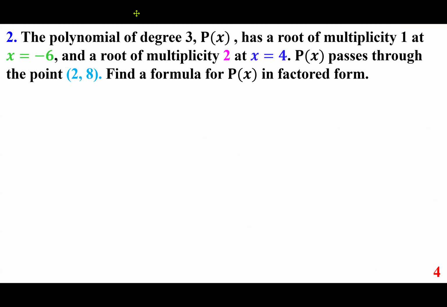The polynomial of degree 3, P of x, has a root of multiplicity 1 at x equals minus 6 and a root of multiplicity 2 at x equals 4. P of x passes through the point (x, y) equals (2, 8), and we want to find the formula for P of x in factored form. So first and foremost, reminding you what a polynomial function is.